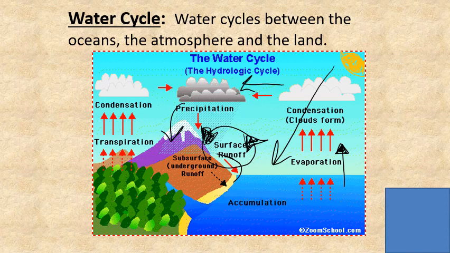There is another process called transpiration to bring water to the air. So trans means to go through. This is when water travels through the roots of trees, through the leaves, and then back into that gaseous form.